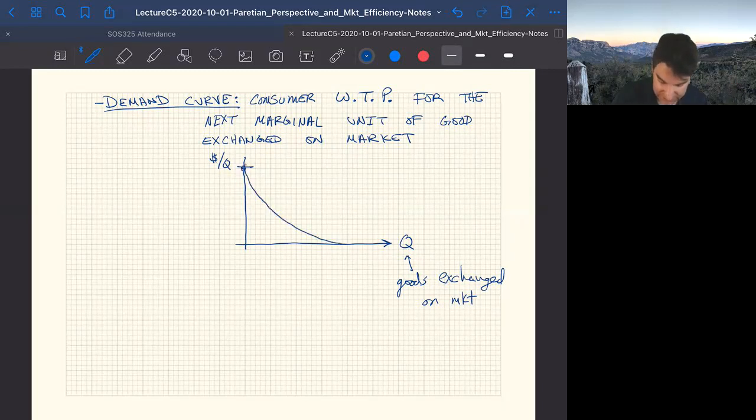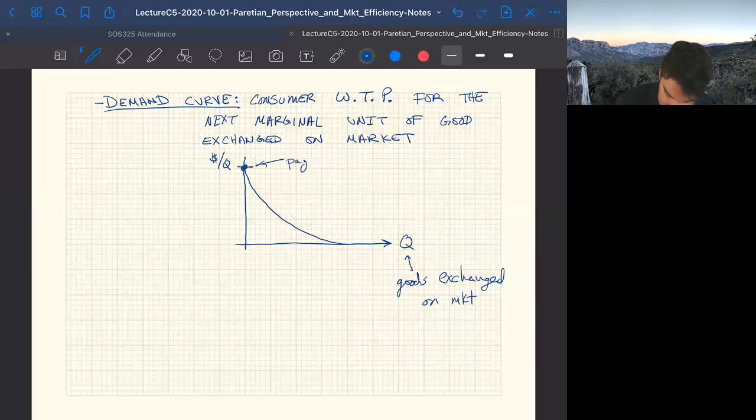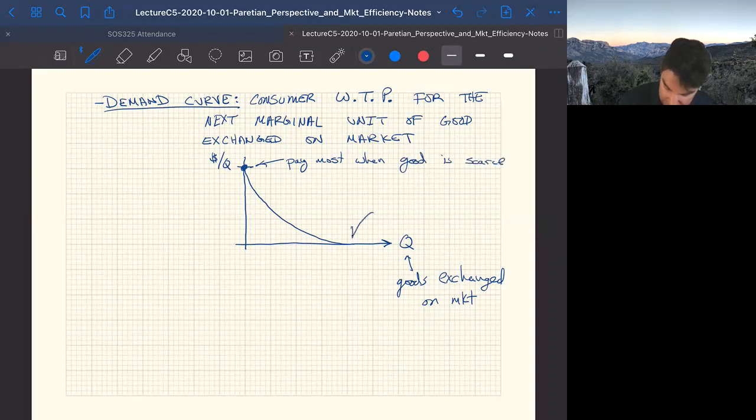And this just indicates that people are willing to pay the most when the good is scarce, and they are willing to pay the least when the good is highly available.